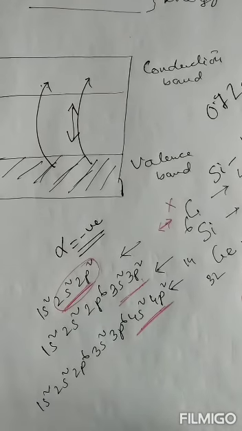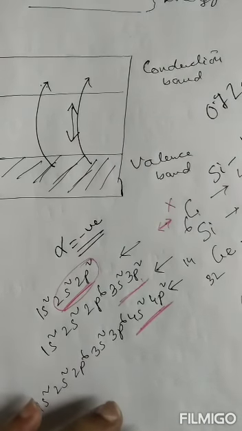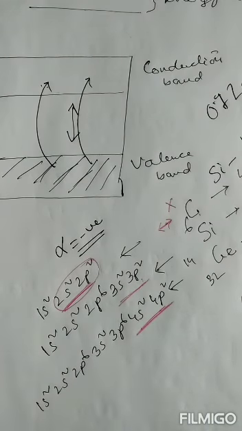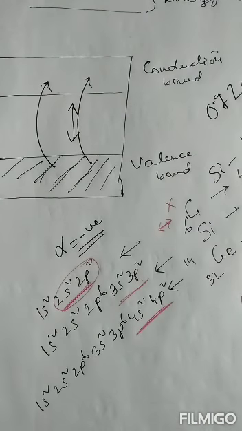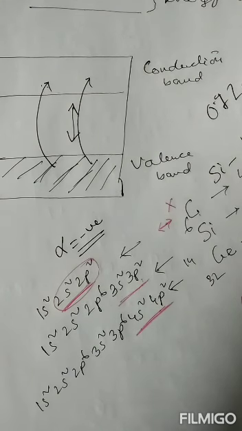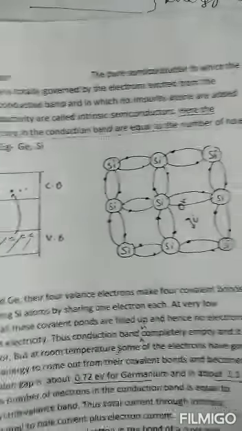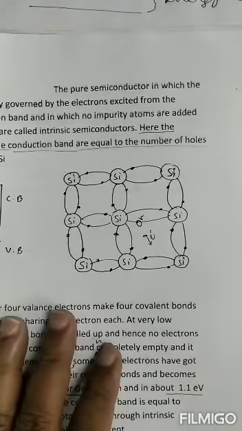The semiconductor in pure form is called the intrinsic semiconductor. Okay, we must know how to increase the conductivity of a semiconductor. So in order to increase the conductivity of a semiconductor, initially we must look at their electronic structure.